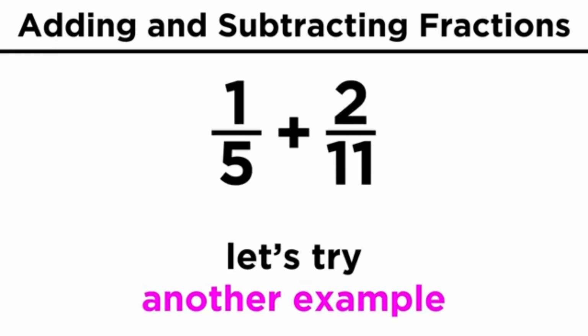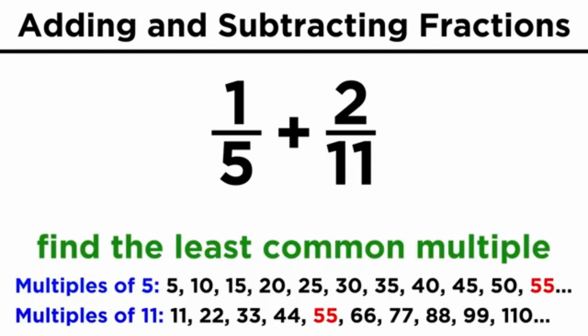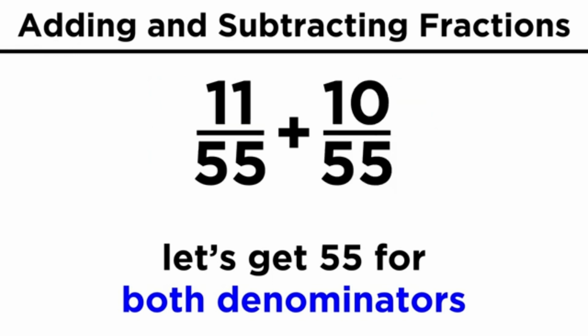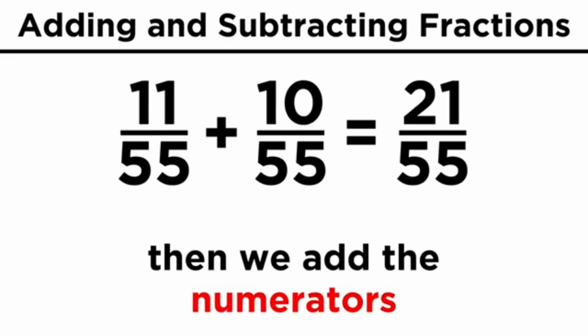How about a trickier one, 1/5 plus 2/11? Well, the least common multiple of 5 and 11 is their product, 55. So let's multiply by 11 over 11 and 5 over 5, which will change these to 11 over 55 and 10 over 55. That gives us 21 over 55, and that's all there is to it.